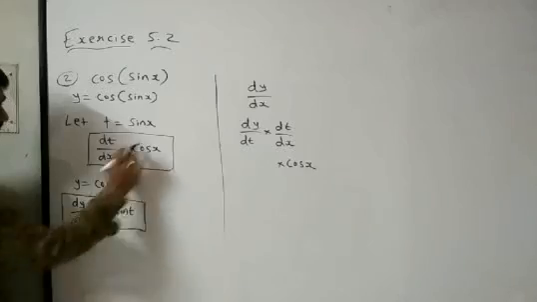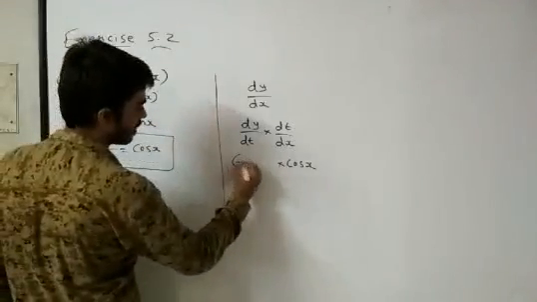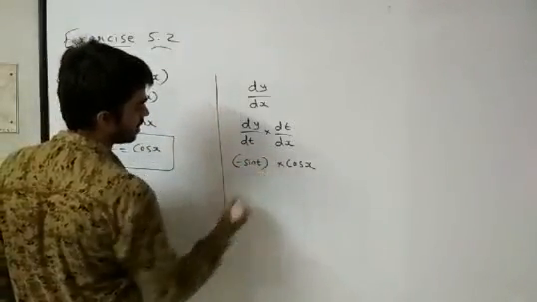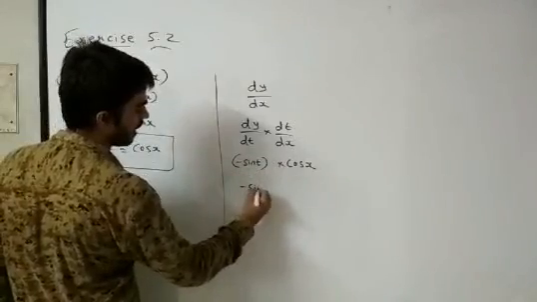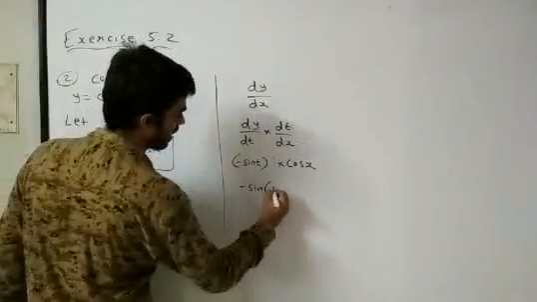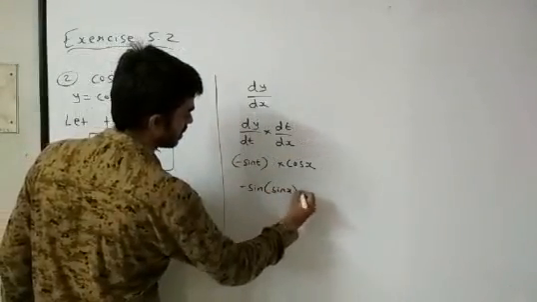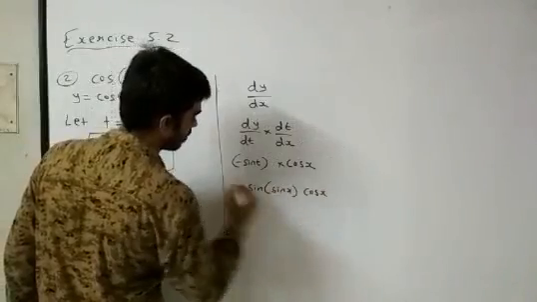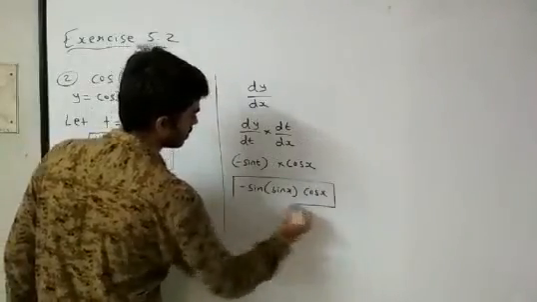Now minus sin t and cos x will multiply. But in minus sin, the value of t we will keep. The value of t is sin x. So minus sin of sin x into cos x will be your required answer.